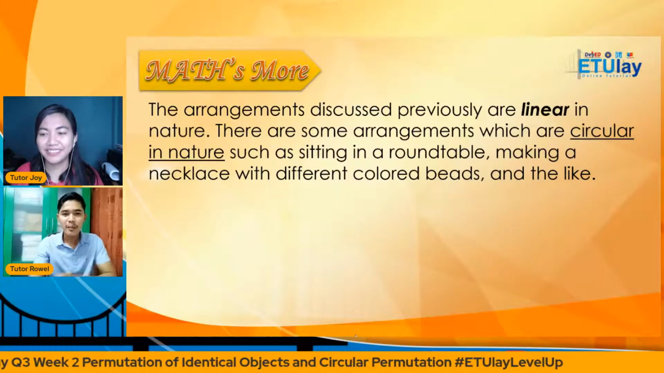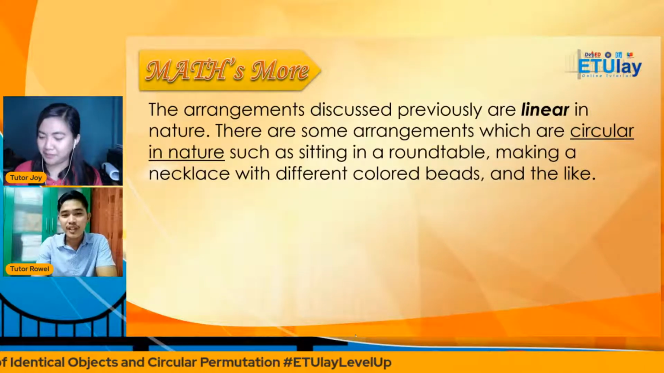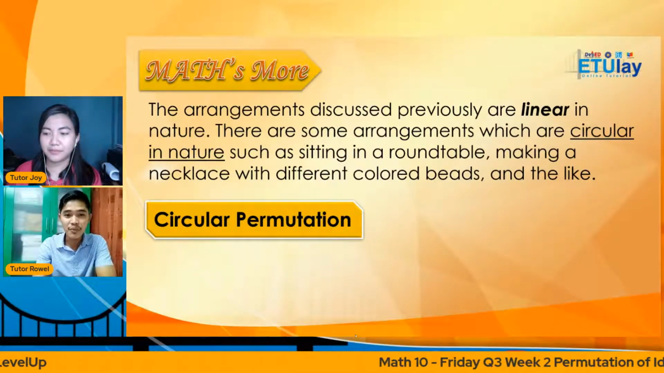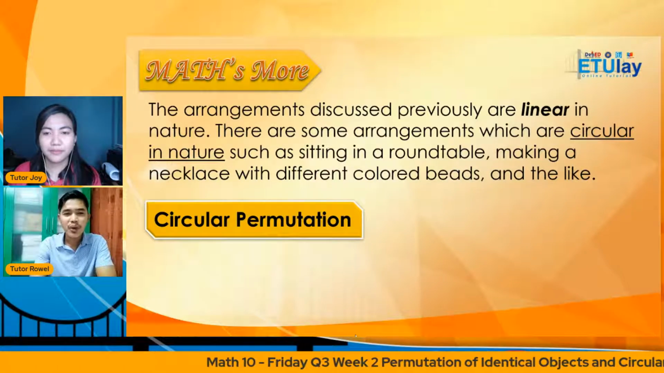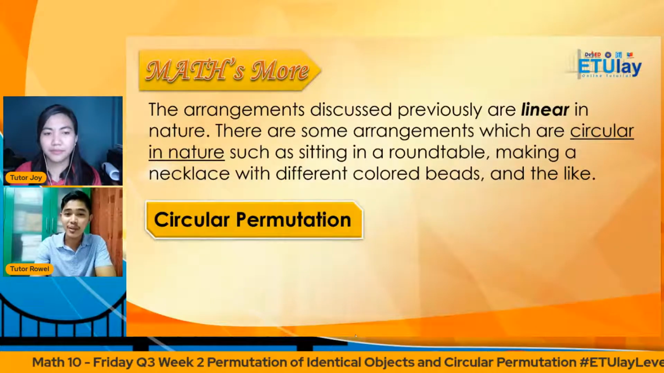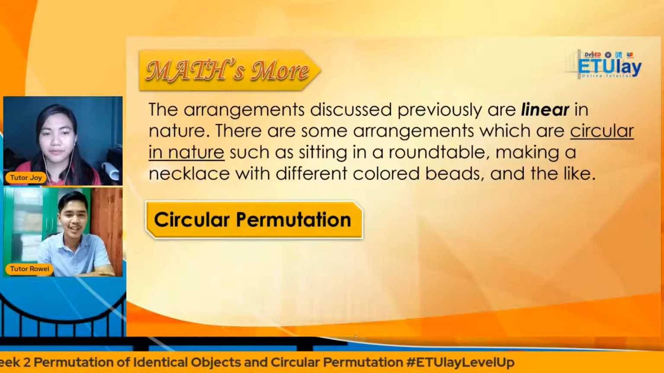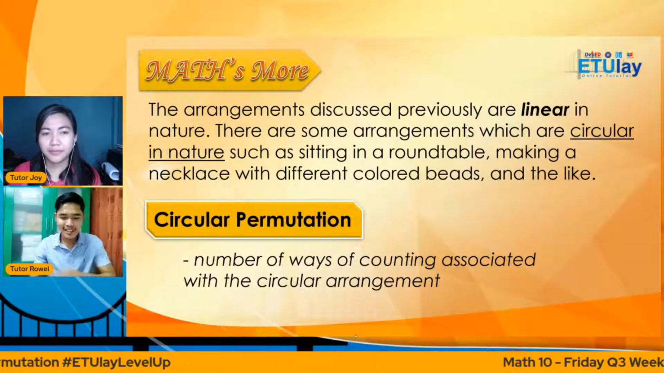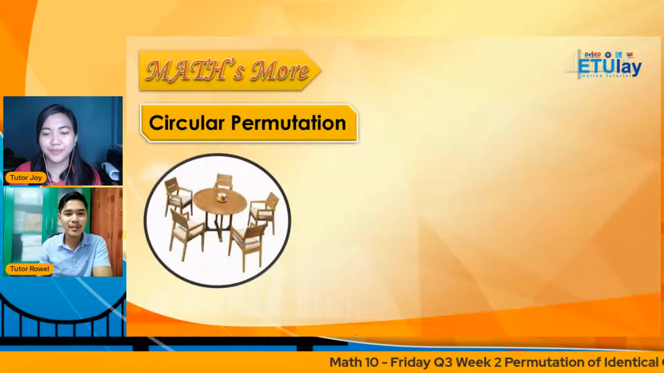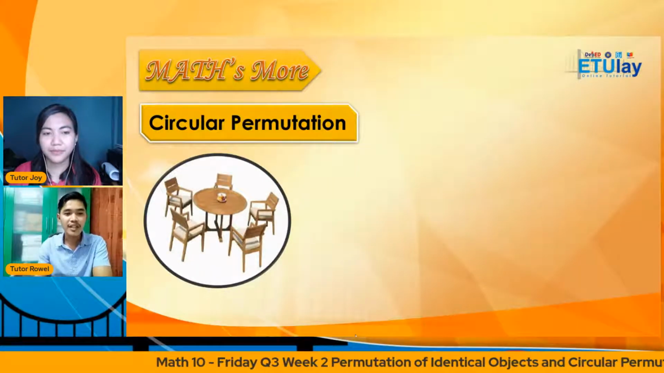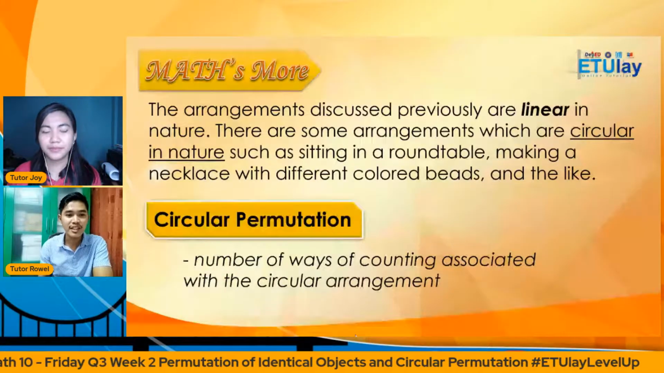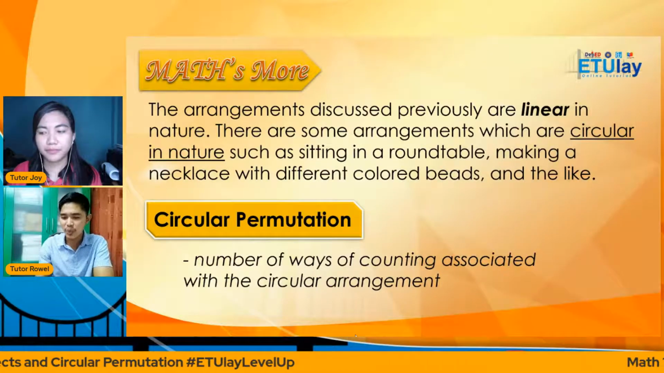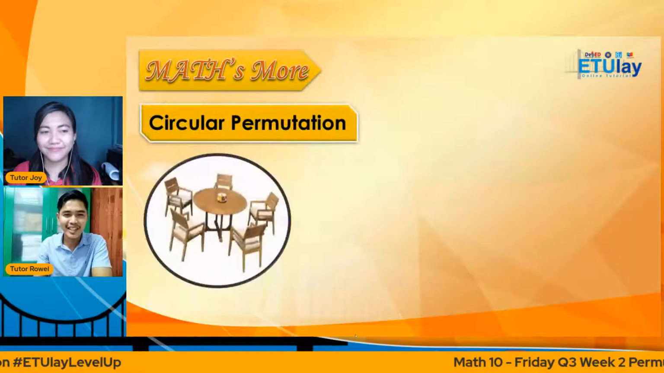Now, what if in other scenario tayo, we have circular permutation. Yung mga nauna kasi, those are examples of linear permutation, like in a row, in a line. So what if we have a circular permutation? Halimbawa, nasa round table or nasa necklace, yun yung sinabi ni Tutor Joy. So paano yung magiging solution niyan? Okay. Ngayon, pag sinabing circular permutation, that is the number of ways of counting associated with the circular arrangement. So, hindi na siya naka-linear arrangement, naka-circular arrangement. So, paano kaya yan? Sige nga, Tutor Joy, tingnan natin.